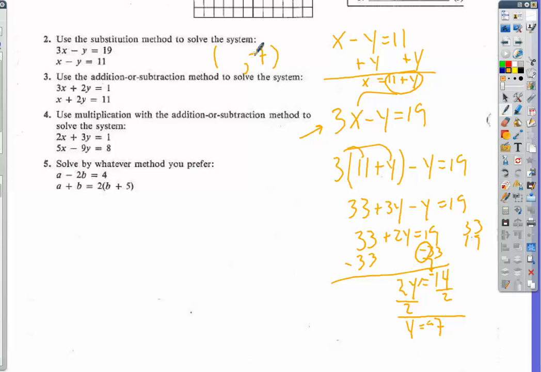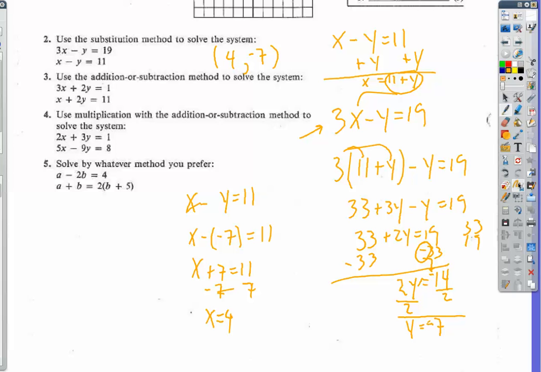So then we know that x minus y is equal to 11. And so x minus -7 is equal to 11. Subtracting a negative is the same as adding a positive. So x plus 7 is equal to 11. And so minus 7, minus 7. So x is equal to 4. So the lines will cross at 4, comma, -7. Number 3.